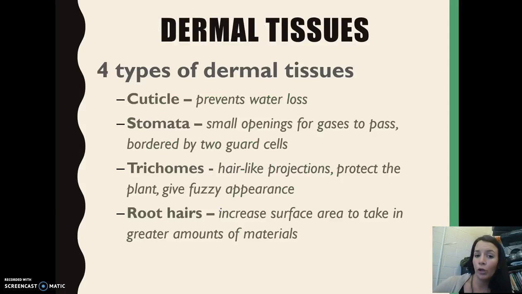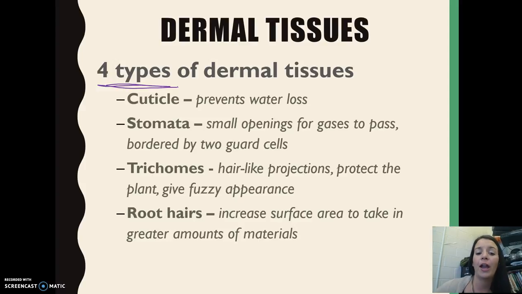So when we talk about dermal tissues, there's also four types of dermal tissues. So there's something called the cuticle, stomata, trichomes, and root hairs. The cuticle itself prevents water loss. The stomata then is the small openings that do allow gas to pass through and water in transpiration. That's where it goes through. But the cuticle itself protects the leaf.